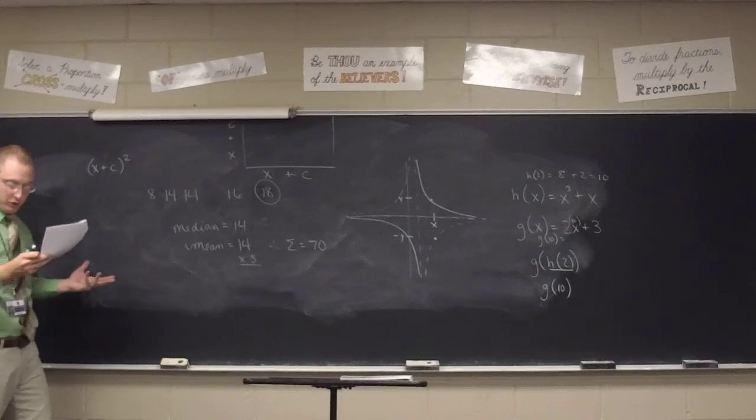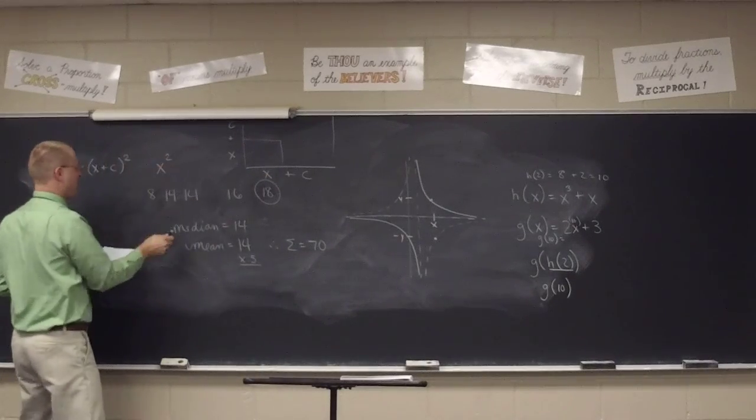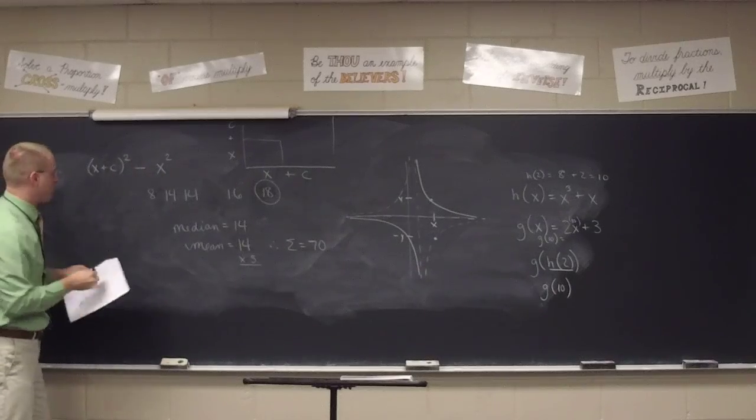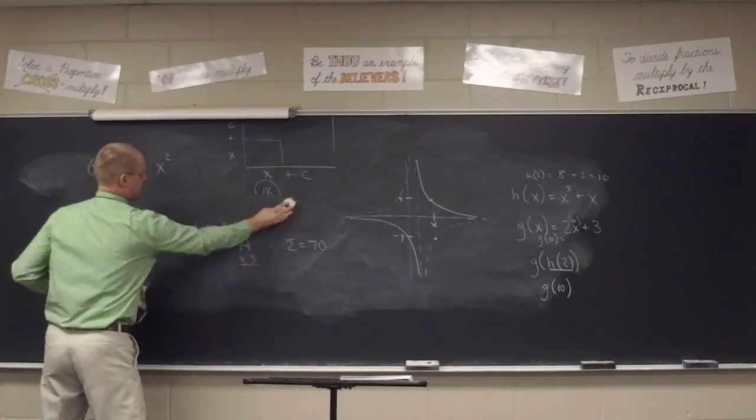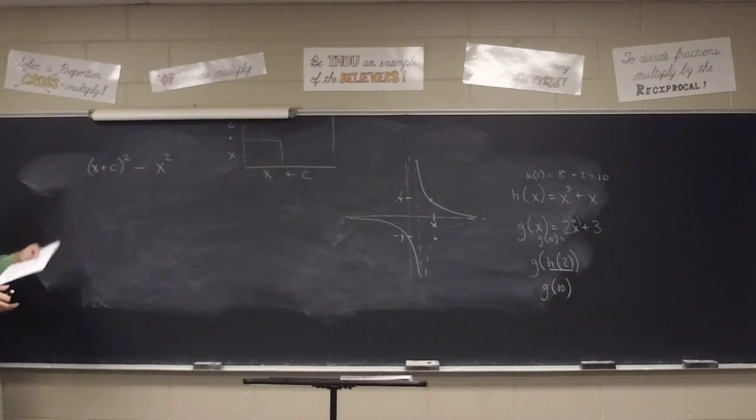What's the area of the smaller square? X squared. Each side is x, so it's obviously x squared. So we just subtract. But we do need to simplify just a little bit, don't we? How do I square a binomial? Square the first, square the last, multiply and double.